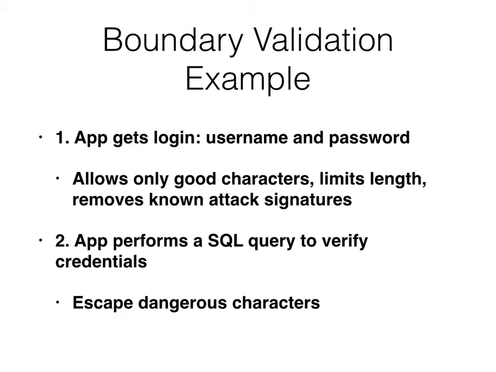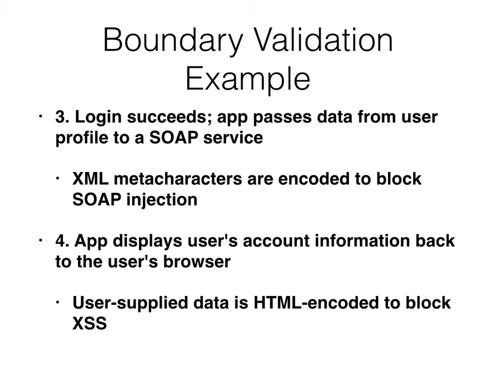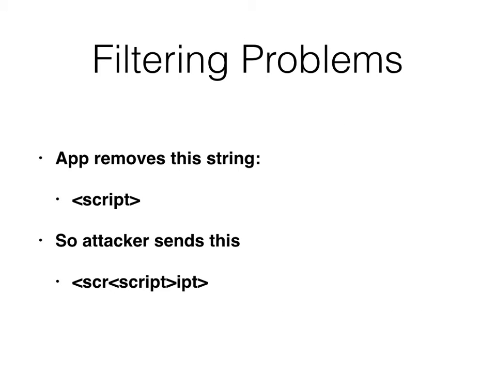So the app gets the login. Now, instead of just passing it on, it checks to make sure that it's not attack data and it's only a certain length. Then it has a SQL query. The SQL query escapes a bunch of dangerous characters before it goes out. Then the login succeeds, and it blocks the XML metacharacters to make sure that nobody is sticking XML code in their name and password, which would change it. And then it displays the information back. So this stuff is HTML encoded so that you can't have cross-site scripting. These are not perfectly secure, but this is the kind of thinking. Every step, every time data goes from here to here, somebody from the security team has to come up and say, all right, what are the things that could go wrong here? And we better put in all these blocks to block this and this and this.